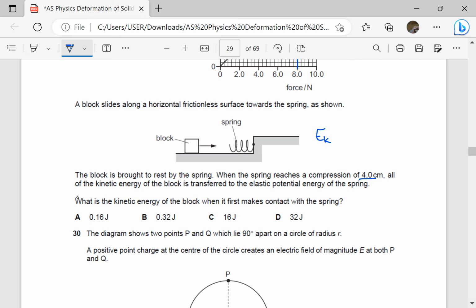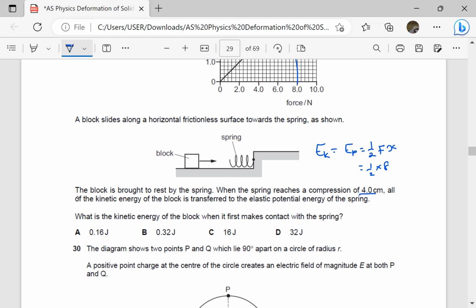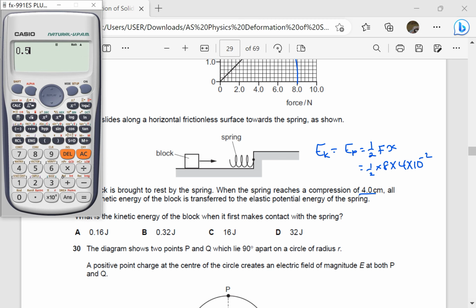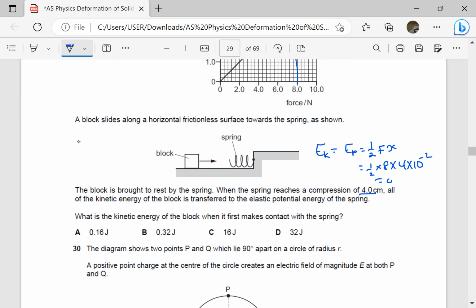So the kinetic energy, because all the kinetic energy becomes the elastic potential energy, is simply equal to a half Fx. So this would be a half times F. F corresponds to 4 centimeters, we have seen it is 8 newtons. Then times extension, which is 4 times 10 power negative 2. So a half is 0.5 times 8 times 4 exponent negative 2, which gives us 0.16. So this is going to be 0.16 joules. So the answer is going to be A.